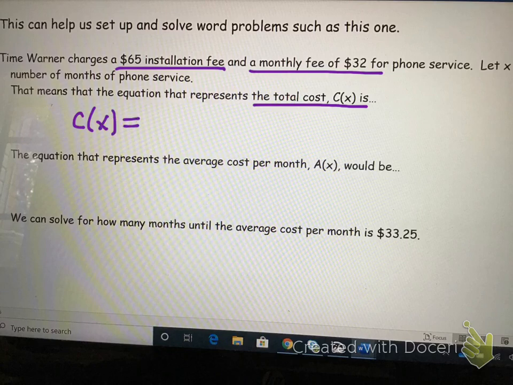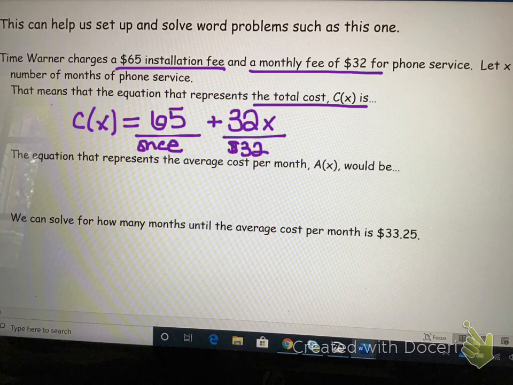And that total would end up being the $65 one-time installation fee plus $32 times the number of months that you keep that phone service, because it's going to be $32 monthly. And so each month an additional $32 gets tacked on to your total cost that you have now paid Time Warner. Then we can use that to take the next step.